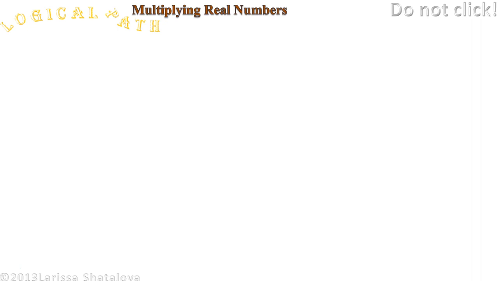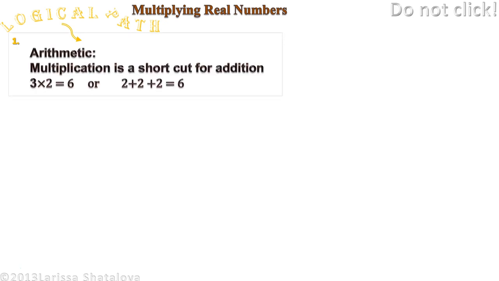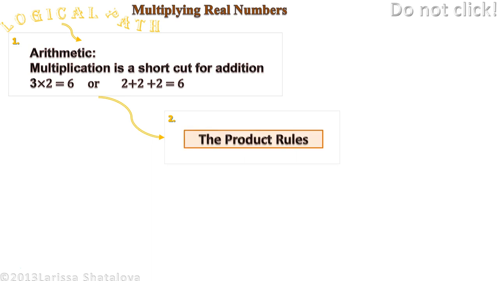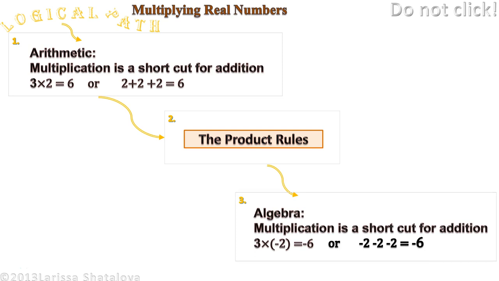Logical path for multiplying real numbers. From arithmetic, we know that multiplication is just a shortcut for addition, and we will use this idea to develop the product rules in algebra. This is what we are going to practice on the next slides. For modeling, we will use the idea that multiplication is a shortcut of addition.